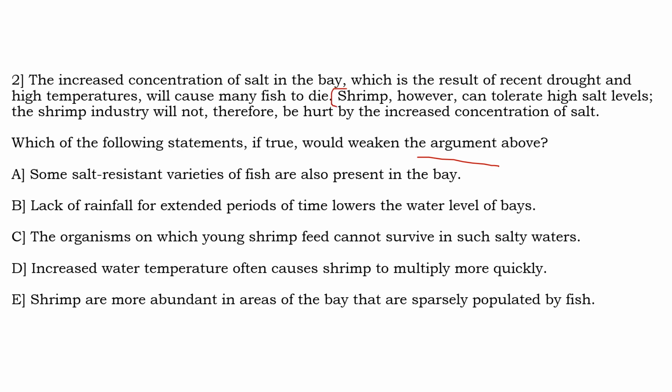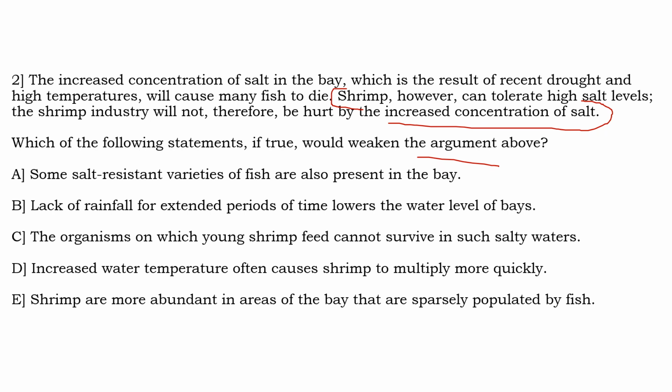The argument is that the shrimp industry is not going to be affected by the increased concentration of salt. So this is the argument. The first statement is actually a fact given to you to support the argument. It says that there is going to be some impact on the fish industry due to the higher concentration of salt, but the shrimp can tolerate the high salt concentration, as a result of which the shrimp industry will not be affected by this problem. That is the argument.